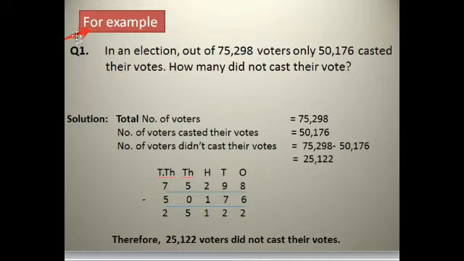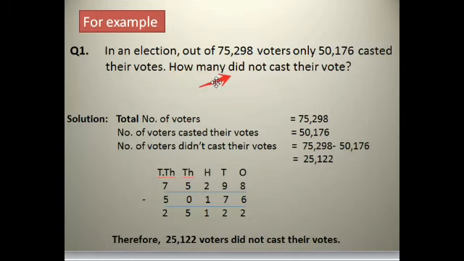Let us start. First example of word problems. In an election, out of 75,298 voters, only 50,176 casted their votes. How many did not cast their vote? In this question, total number of voters are 75,298 and casted their votes 50,176.